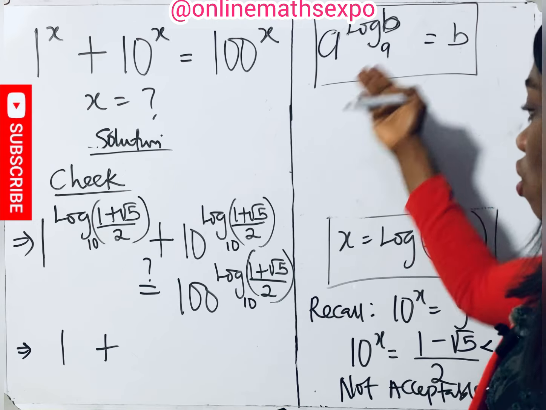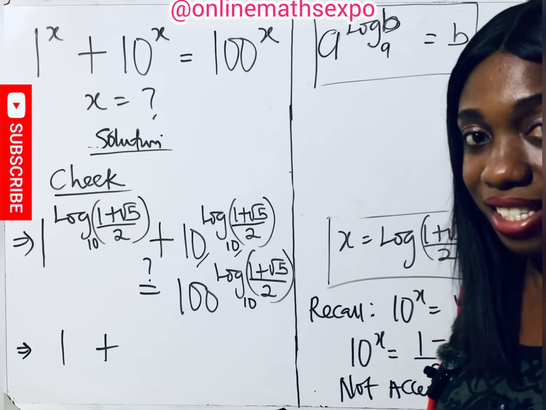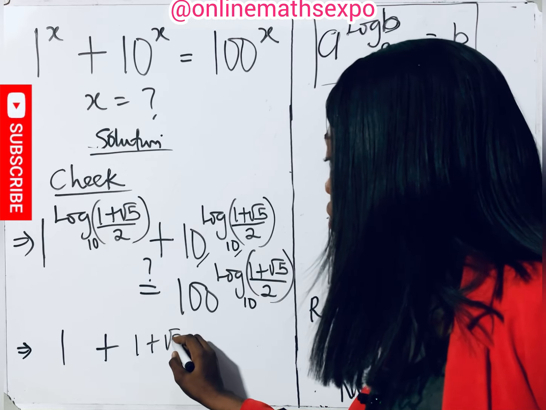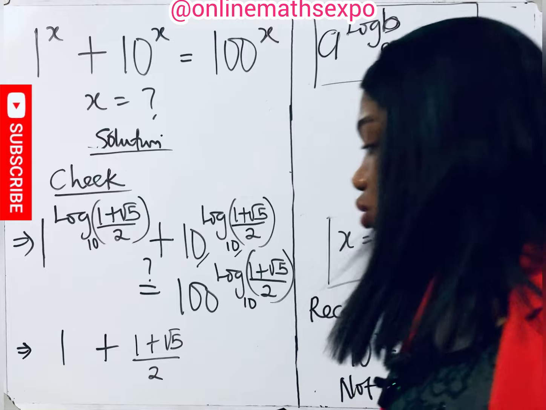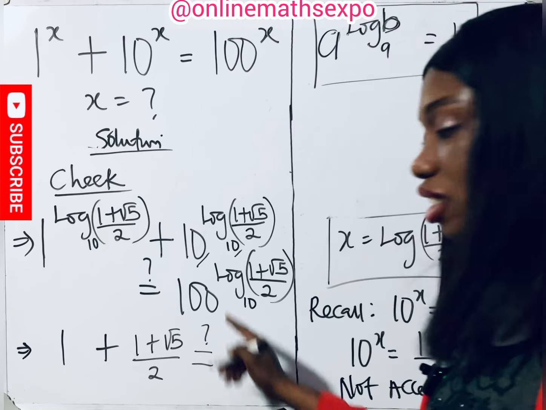Now in that case, if you look at this, you observe that this base and the general base are the same, so your answer is going to be 1 plus square root of 5 divided by 2. You see what we're doing? Then is it the same thing as, let's check the right side.